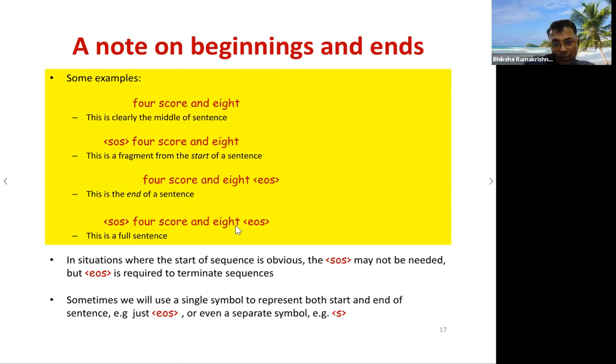In situations where the start of the sequence is obvious, the SOS may not be needed, but the end of a sentence must always be tagged. So EOS is always required to terminate sentences. And sometimes we will just use a common symbol for both SOS and EOS. So you might just have one symbol representing both the start of a sentence and the end of a sentence, which could just be something like S.